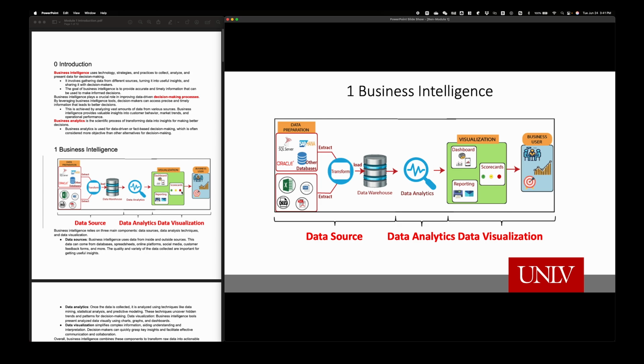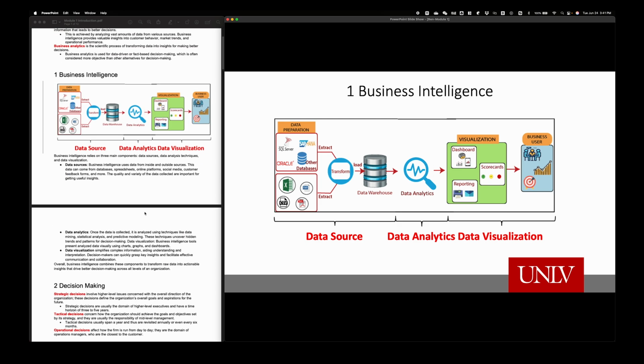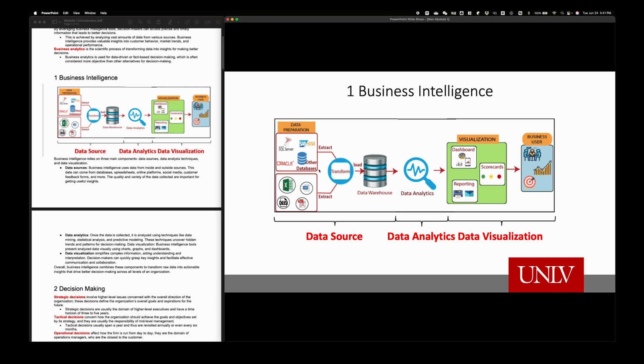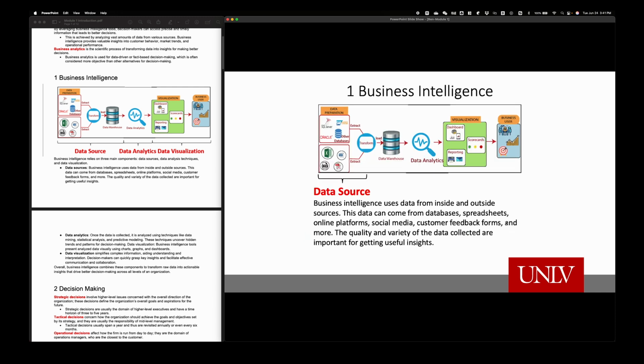Business intelligence relies on three main components: data source, data analysis techniques, and data visualization. Business intelligence uses data from inside and outside sources. This data can come from databases, spreadsheets, online platforms, social media, customer feedback forms, and more. The quality and the variety of the data collected are important for getting useful insights.